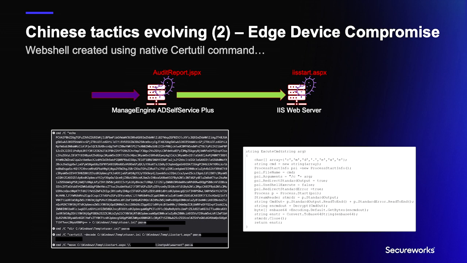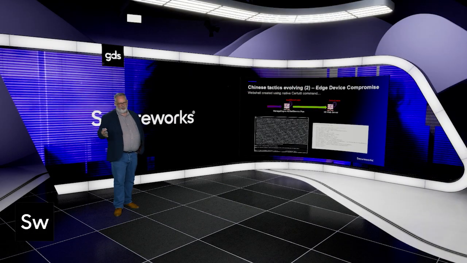We had some PRTG, MRTG servers that were used in the Bronze Silhouette campaigns as well. But in this case, it's Manage Engine compromised, base64 encoded text is pasted in. They use certutil to decode the base64. They write that onto a mounted network share, which happens to be an IIS server, and bingo, they've got a web shell.